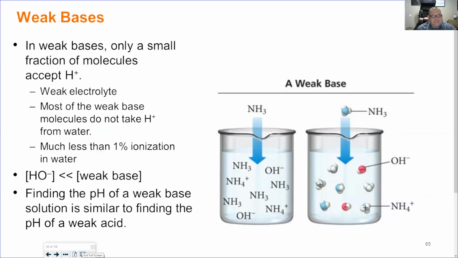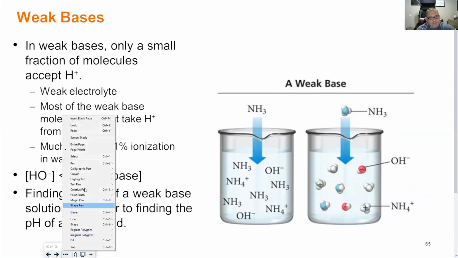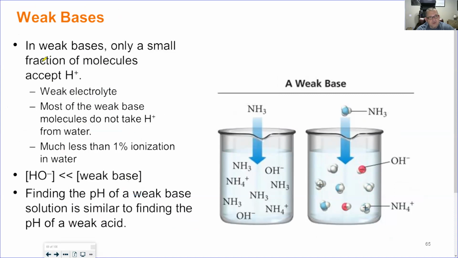Now, if it's a weak base, it's partial. So if we look at what happens with a weak base, something like ammonia, a fraction of the molecules accept the H+ because they're weak electrolytes. And they don't take a significant amount of the hydrogen ion from water. Most commonly, the percent ionization of a weak base is less than 1%.